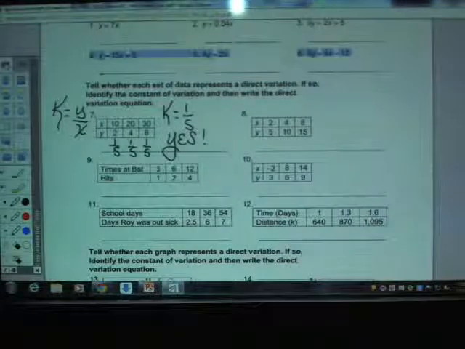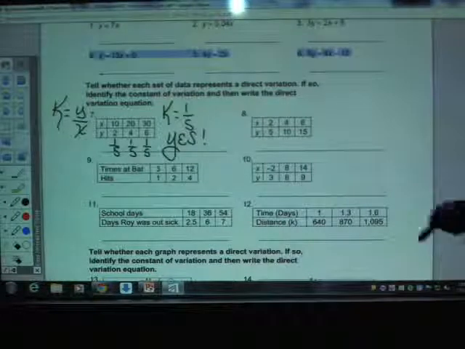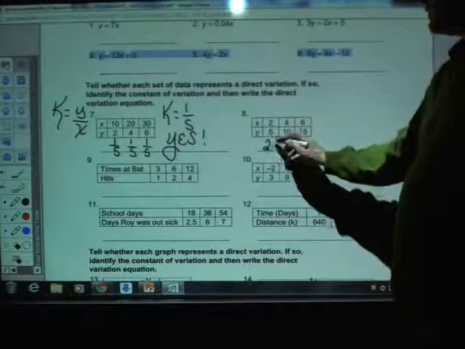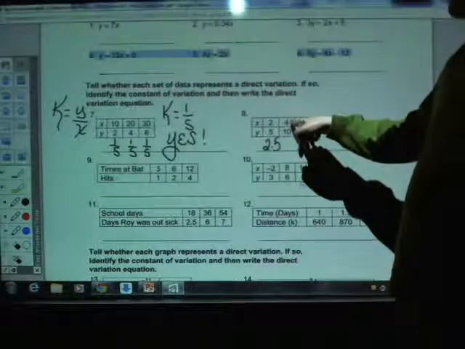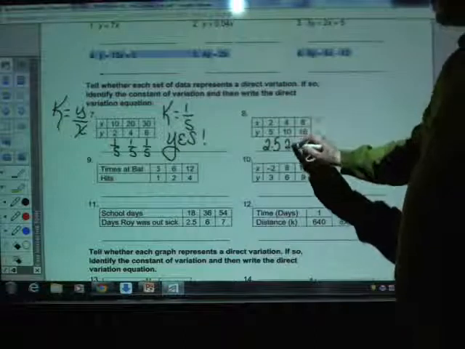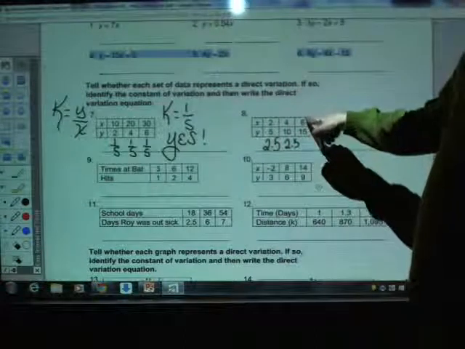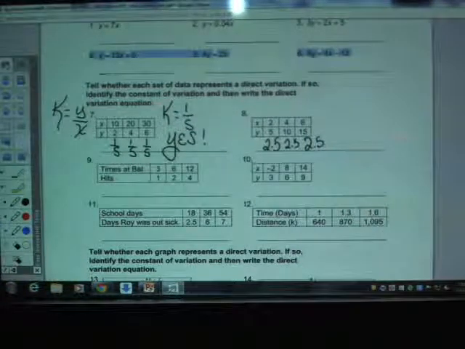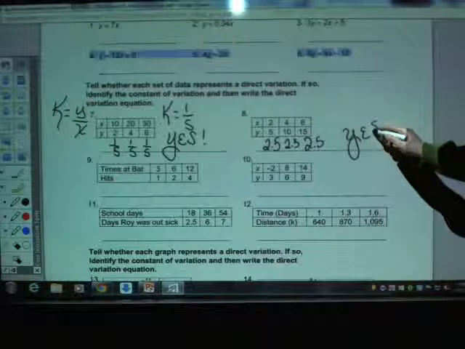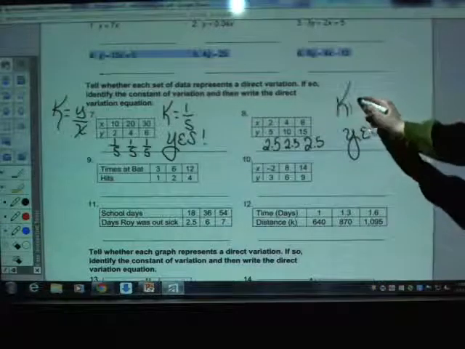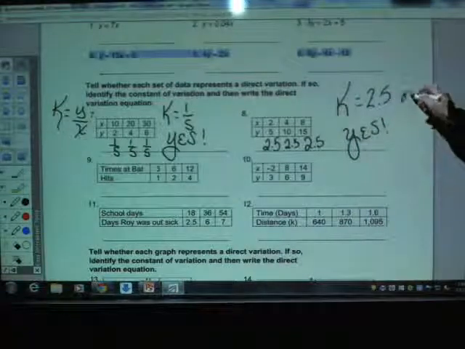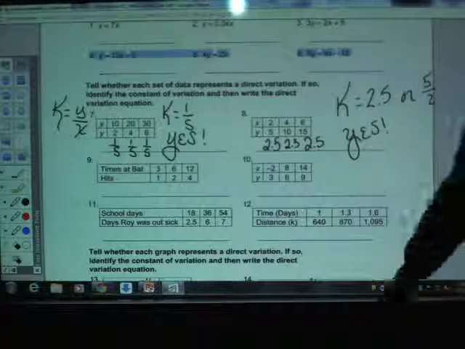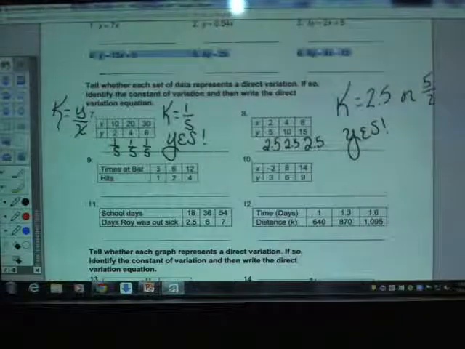All right, let's look at 8. Start with the 2 and the 5. Remember, I got to do y divided by x, so I'm going to do 5 divided by 2, 2.5. 10 divided by 4, 2.5. 15 divided by 6, 2.5. Since each one of those divides out to 2.5, this is another yes. Constant of variation here, you can write it either way. You can write 2.5, or if you want to write it as 5/2 as a fraction, that would be perfectly acceptable. 5 divided by 2 is equivalent to 2.5.